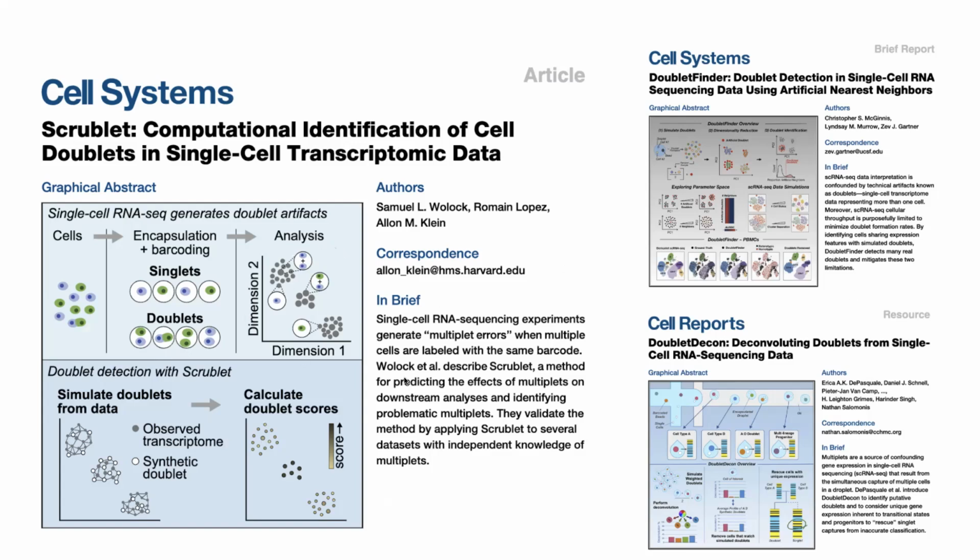They slightly riff on it a little bit, but all three of these methods are doing that: simulate artificial doublets and then analyze the data with those doublets. Today I'm mostly going to show you stuff from the Scrublet paper because this is in Python, and so it works well with our other notebook that we've already been working on. Doublet Finder and Doublet Decon are both R packages.